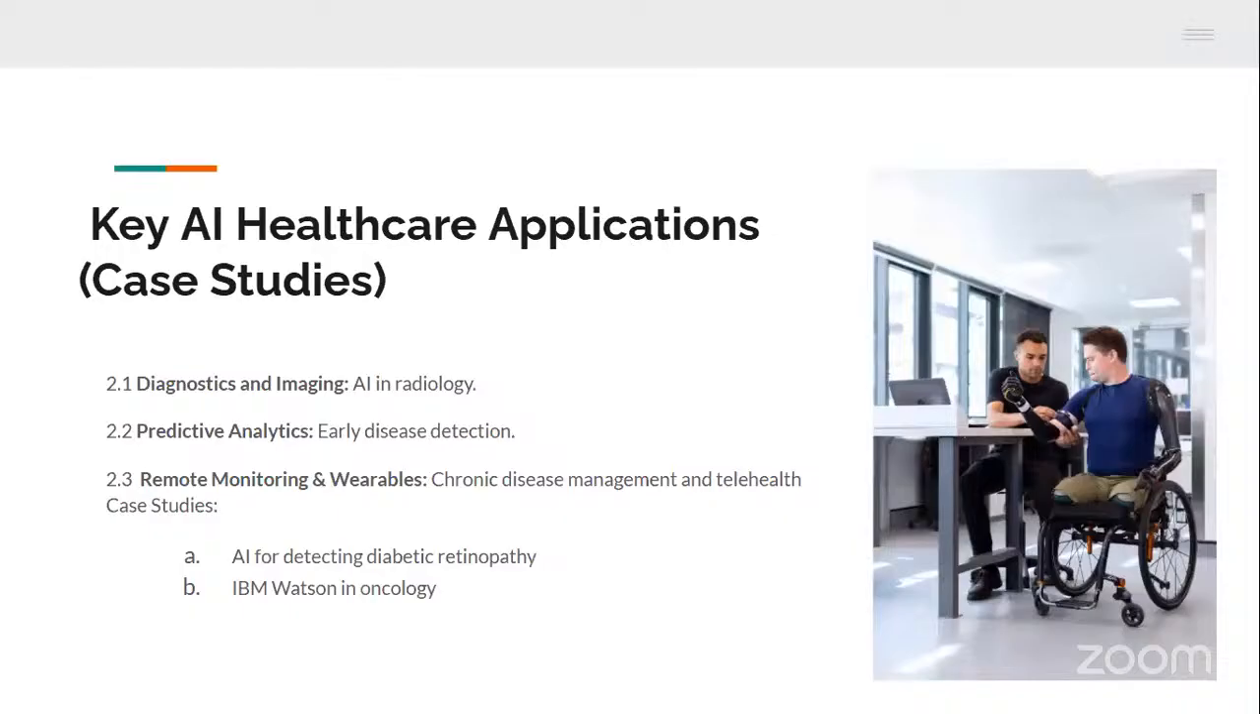So next slide, ma'am. Next is key AI healthcare applications. We see diagnostics and imaging, where AI plays a really major role. Other than that, predictive analytics, which helps to detect the disease early. We saw one case study also. So remote monitoring, we have two types of things, like AI for detecting diabetic retinopathy, and IBM Watson in oncology. We will see this in depth in this session.